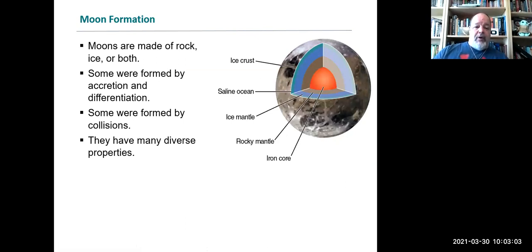So the moons are made of rock, ice, or both. Some are rock, some are ice, some are mixtures. In this case, they say you're seeing an ice crust with a saline ocean under it. And then you have an ice mantle or a rock mantle, and then an iron core.